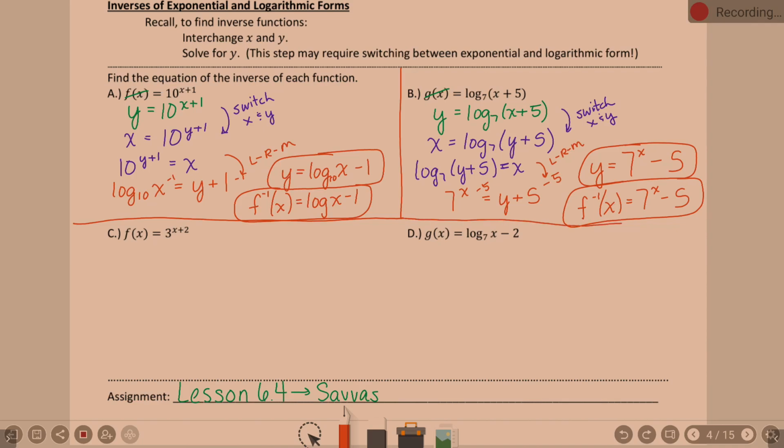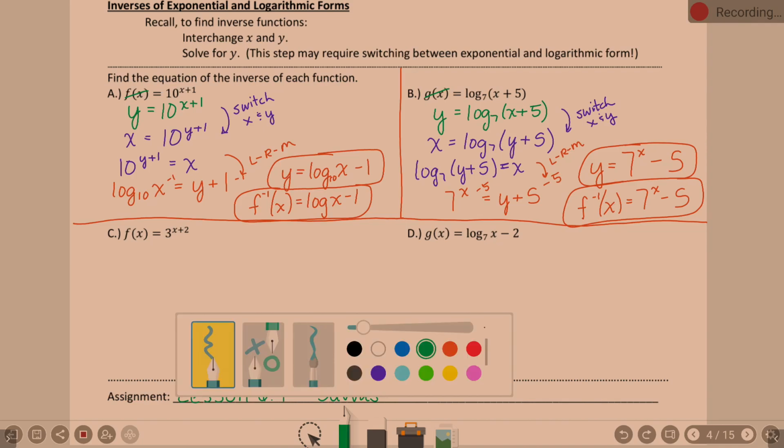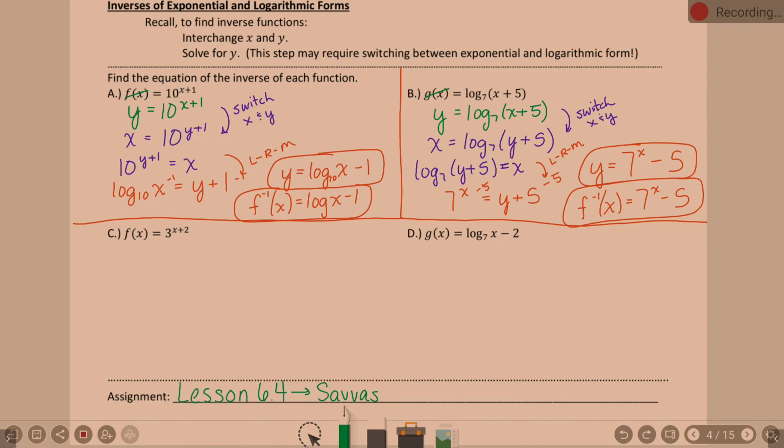Okay. What do you guys know on C? Okay, it's the same as the first one. F of x is the same as saying y. So my starter equation is y equals 3 to the x plus 2. You don't have to write that part if you don't want to. In order to find the inverse, switch x and y. So instead of y equals, x equals, instead of 3 to the x plus 2, 3 to the y plus 2.